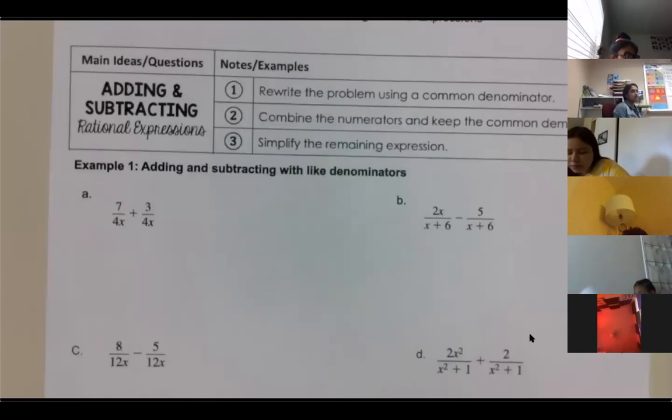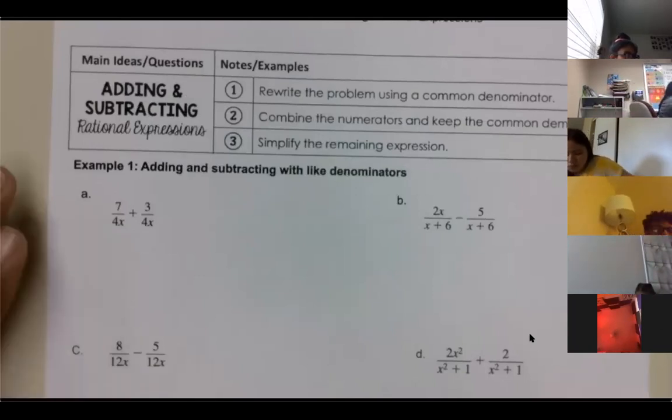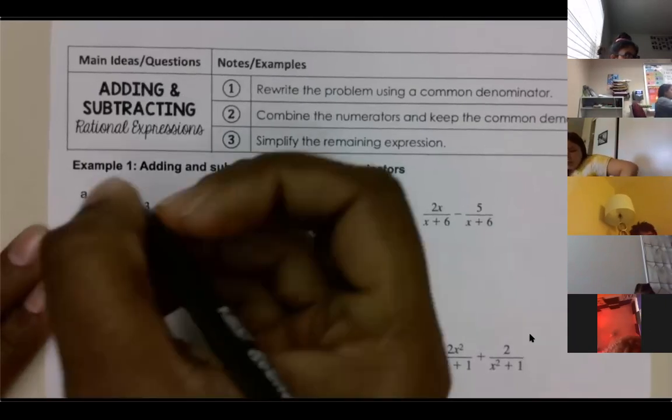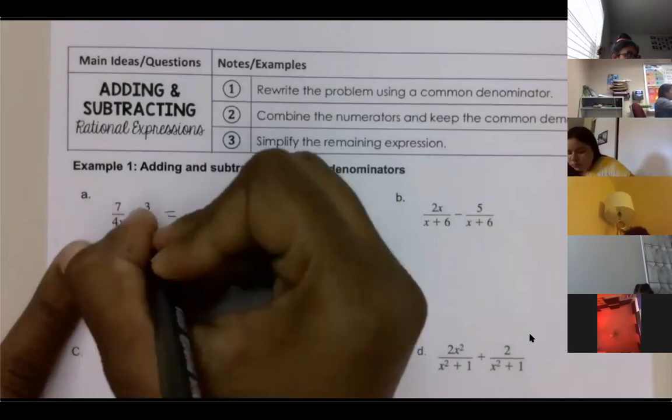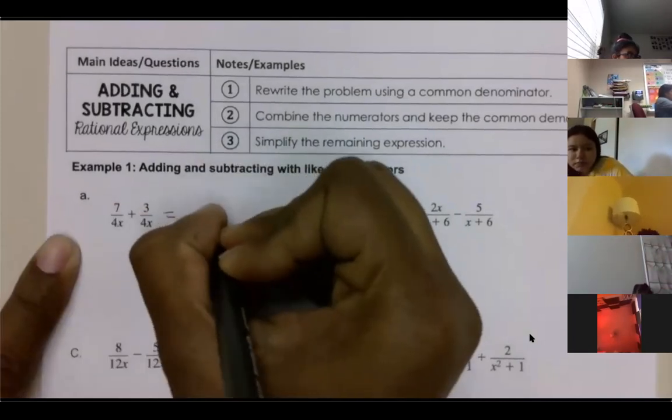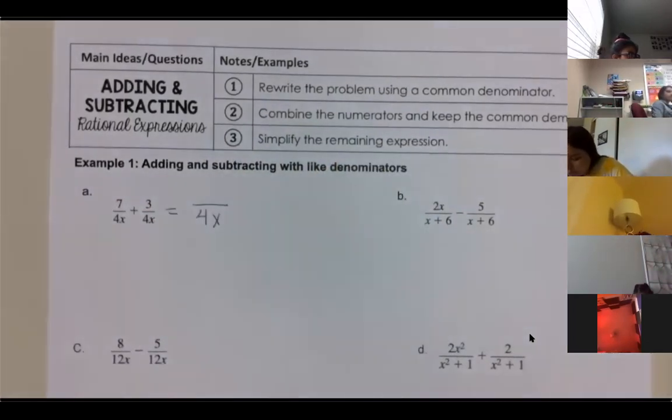We've got 7 over 4x plus 3 over 4x. So I'm going to check and see that I have a common denominator, which I do. I have 4x and 4x. So I keep that as my common denominator. The biggest mistake I see students make is thinking this is like multiplication, so they'll add 4x plus 4x and say the denominator is 8x. No, don't do that. The common denominator stays as your denominator for your final answer.